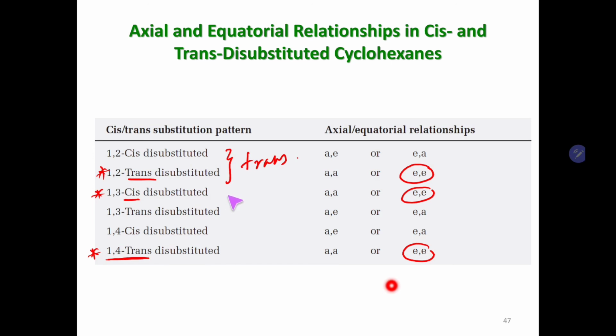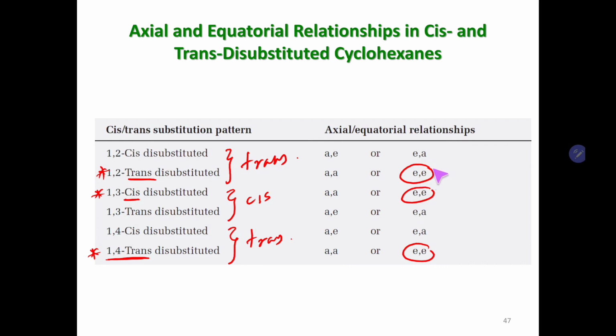If you have a 1,3 disubstituted cyclohexane, the cis isomer is the most stable one. Okay, so if you have a 1,4 disubstituted cyclohexane, the trans isomer is the most stable one. Okay, why? Because both substituents will be on equatorial positions in these chair conformations.